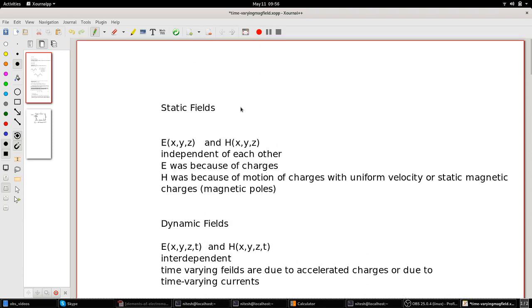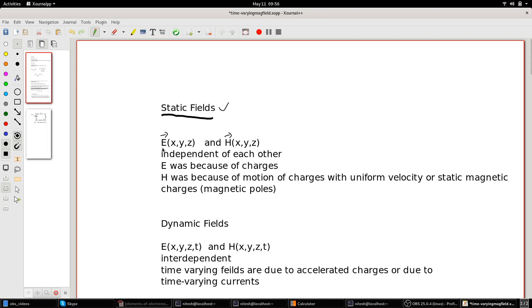Okay, let's start with some time-varying fields. What we have seen till date is we had looked at static fields. So we have completed static fields, both electrostatic and magnetostatic. We have covered most of the aspects which are needed for our time-varying part.